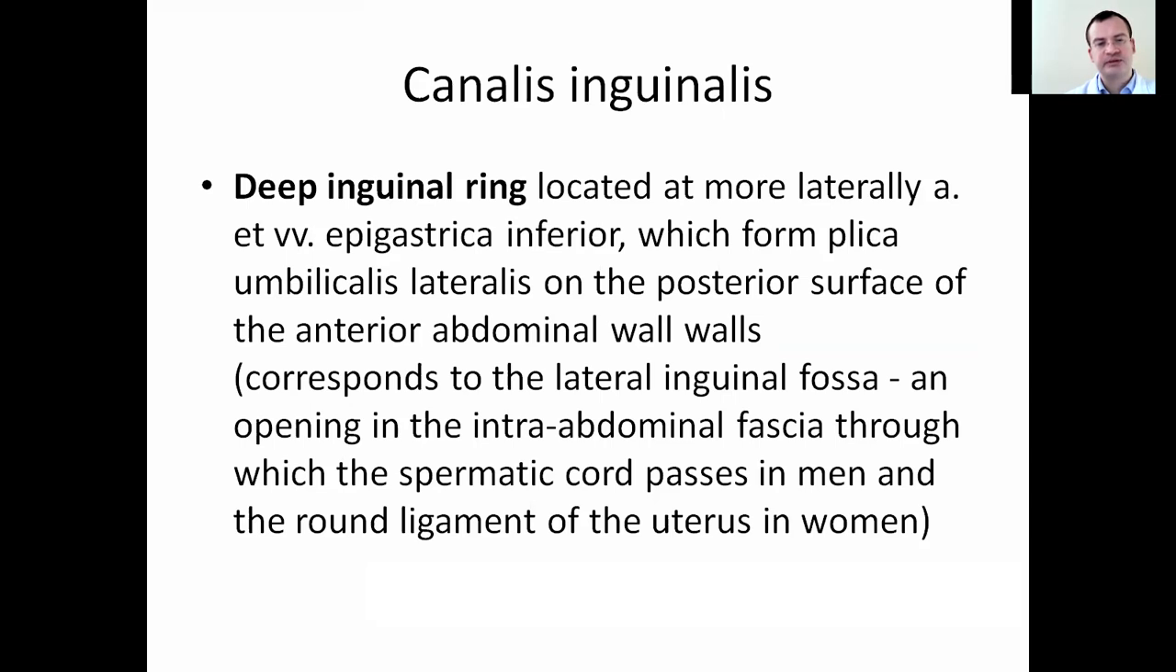The deep inguinal ring is located more laterally, at the inferior epigastric artery and vein, which form the lateral umbilical fold on the posterior surface of the anterior abdominal wall, corresponding to the lateral inguinal fossa, and opening in the intra-abdominal fascia through which the spermatic cord passes in men and the round ligament of the uterus in women.